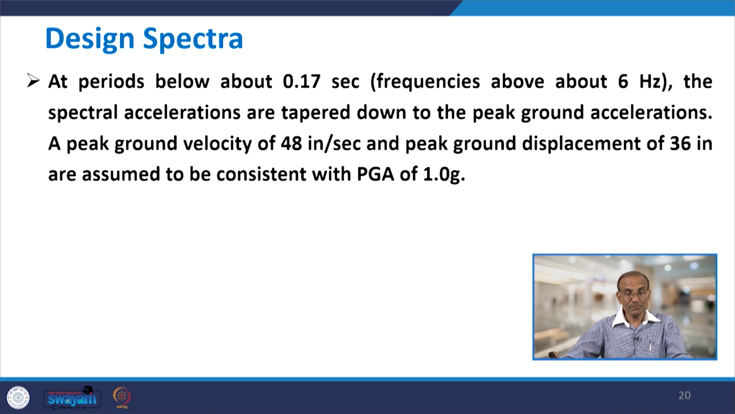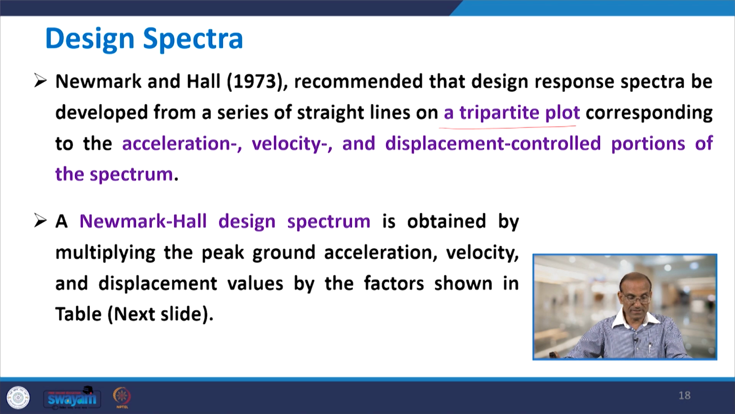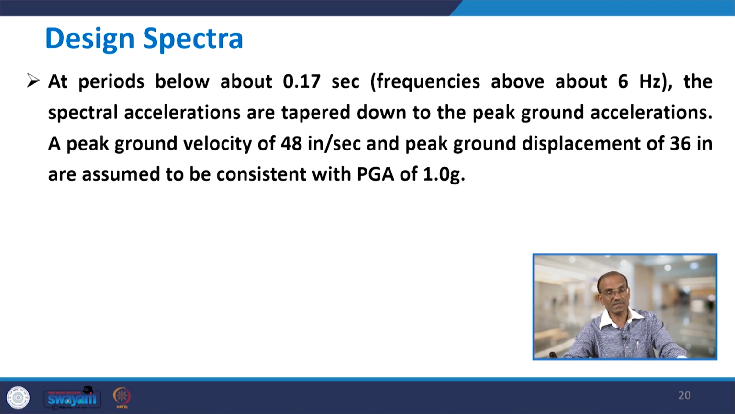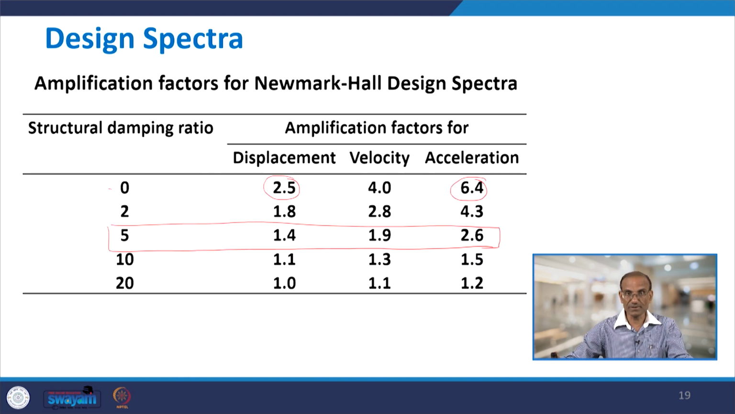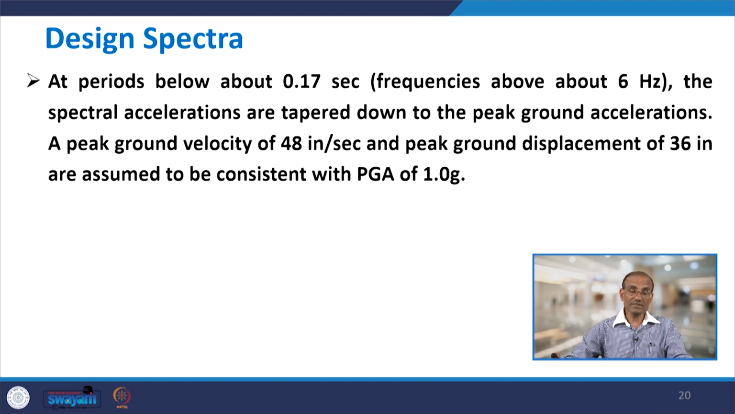So, continuing with the Newmark-Hall design spectrum, this table is coming from what was suggested by Newmark-Hall. It was also suggested that if you have a period below about 0.17 second, that is, frequency above about 6 hertz, in that case the spectral accelerations are tapered down to the peak ground acceleration. A peak ground velocity of 48 inch per second and peak ground displacement of 36 inch are assumed to be consistent with Pg of 1g.